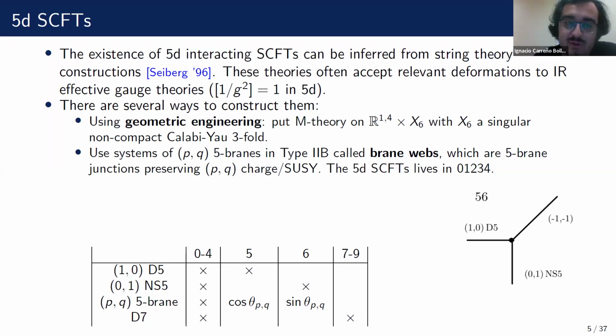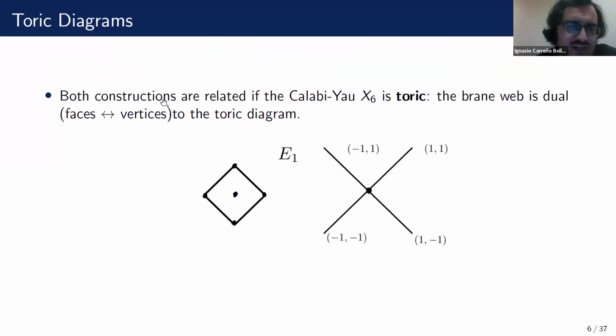Additionally, we can also take these brainwebs and make them end on D7-branes, these external 5-branes, which span the 0 to 4 and 7 to 9 directions. So they are points in the 5,6 plane. These two constructions are in principle unrelated. However, if the Calabi-Yau is toric, then the brainweb is dual to the toric diagram, a polygon that defines all information about the geometry if it is toric. For example, here we have a recurrent example, the E1 theory, which is defined by this (p,q) 5-brane web with these four branes meeting at this junction. So we take the dual: these four faces correspond to these four external dots, and this vertex corresponds to the internal face.